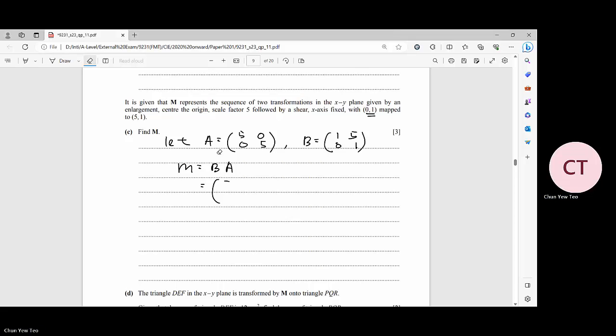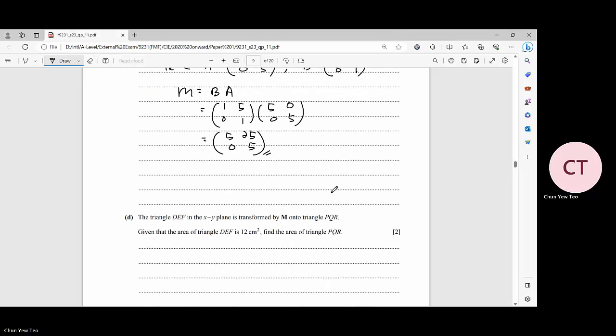That will do. Okay, so this one B is 1, 0, 5, 1. A is 5, 0, 0, 5. Multiply them together. Your answer will be 5, 0, 25, and then 5. Okay, done for the C.